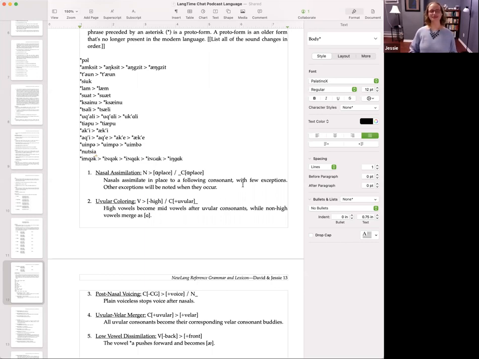So, yeah, we do have some opportunities to potentially introduce some more sounds that we don't yet have listed in the IPA chart on the first page.